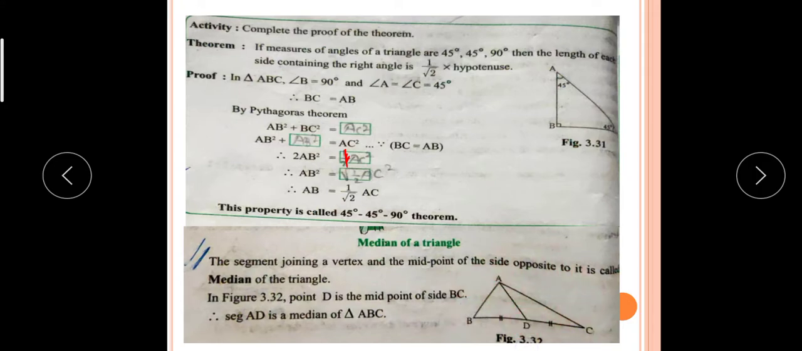All of you understood that? When I join B and the midpoint of AC, that is also a median. Understood? The segment joining a vertex and the midpoint of the opposite side is called a median of the triangle.